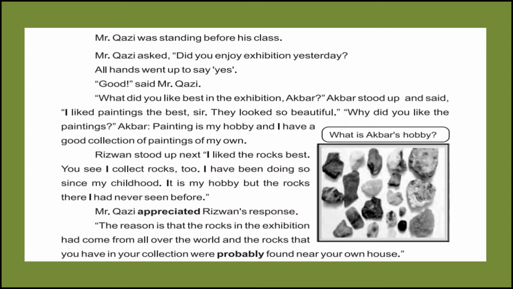Now I will explain each sentence one by one. Mr. Kazi was standing. Mr. Kazi खड़े थे before his class, अपनी जमात के सामने. Here the meaning of before is सामने. So the sentence will be Mr. Kazi अपनी जमात के सामने खड़े थे.